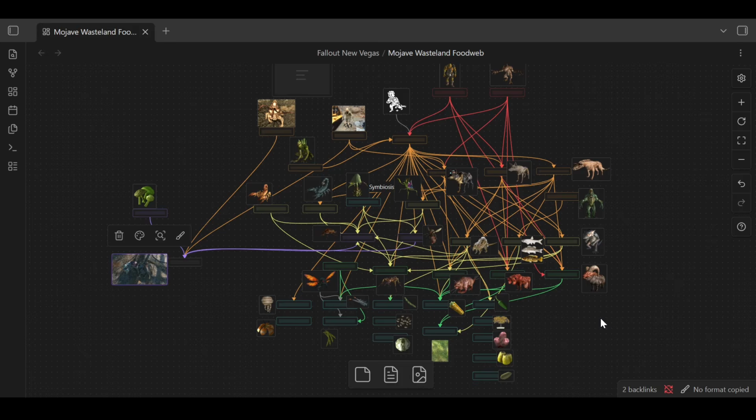And there's also more crops and more creatures in Fallout 4 than there is here as well. So be prepared for the food web diagram to get even more complicated for that one. So that should be very interesting. So hopefully you'll come back for that.